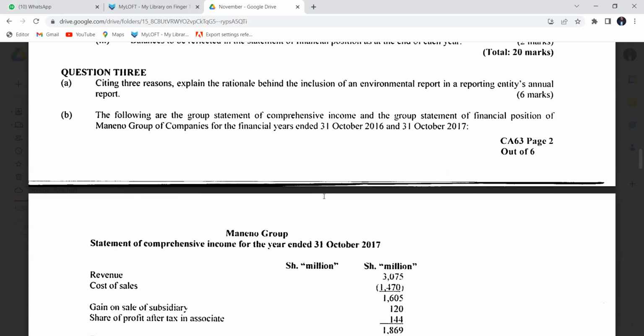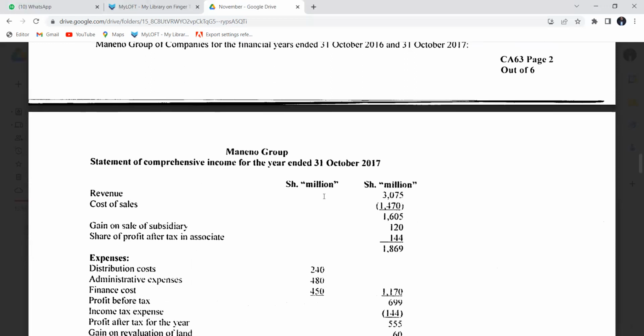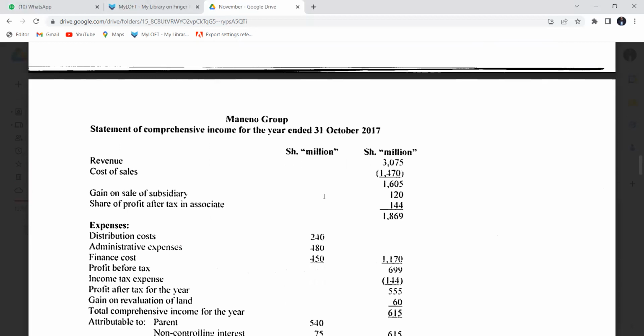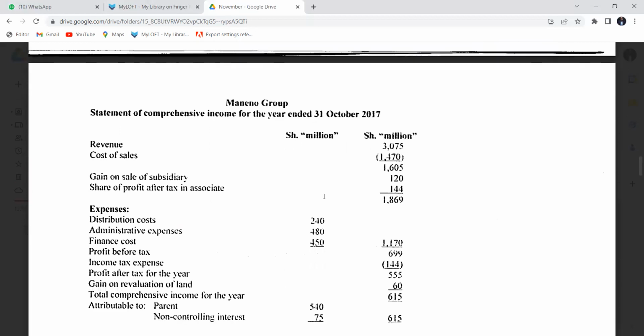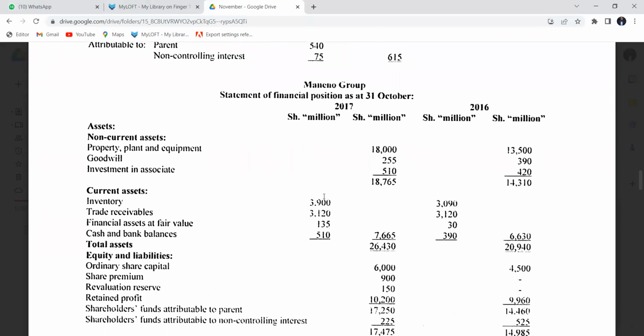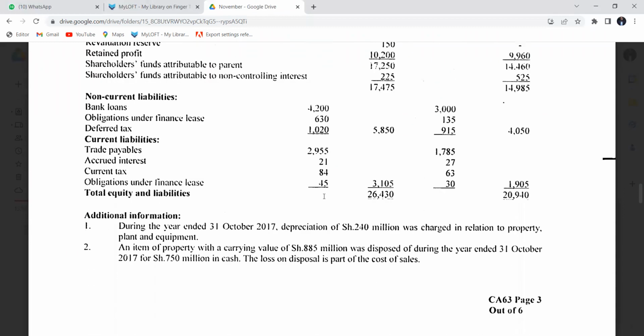So here they were saying that it's question 3B, following the group statement of comprehensive income and the group statement of financial position of Maneno Group of Companies for the financial year ended 31st October 2017. So you are given a statement of comprehensive income, then we have the statement of financial position.